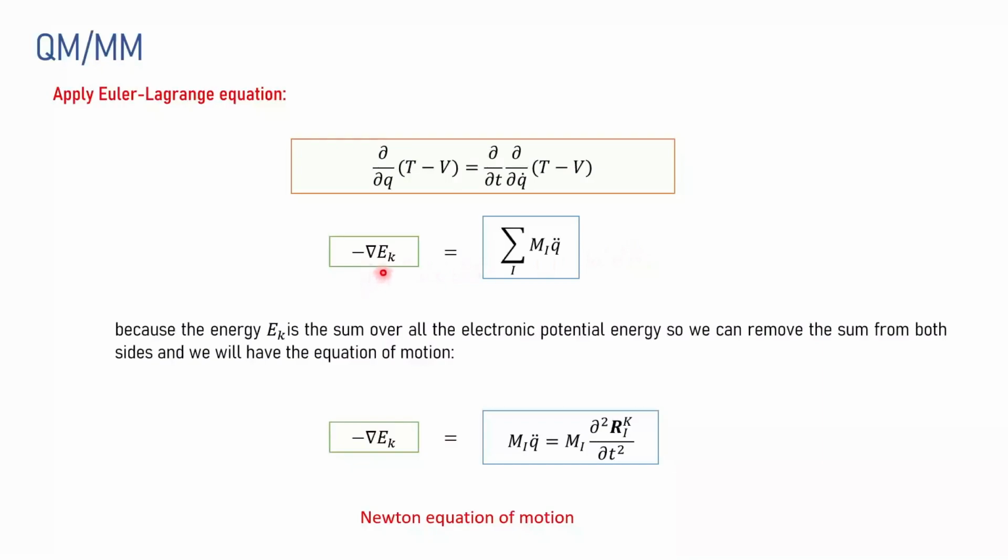And because the Ek is the sum over all the electronic potential energy, we can remove the sum from both sides, from this side, and the sum which is embedded inside the Ek, and we will have the Newtonian equation of motion: minus nabla Ek equal to mi q double dot, which is mi times the second partial derivative of rik with respect to time squared, which is the Newton equation of motion. And that's what we want from this video.